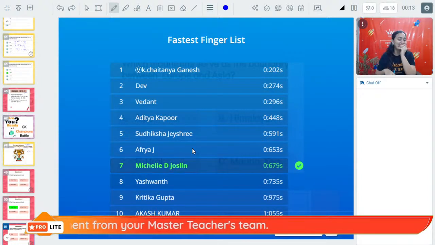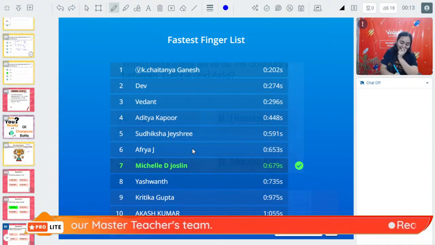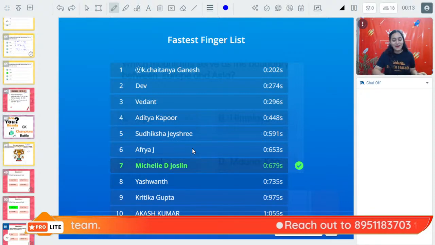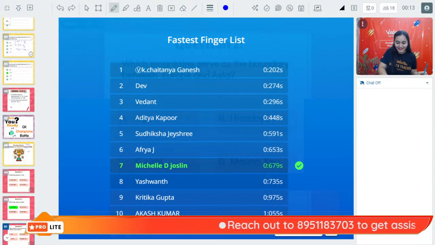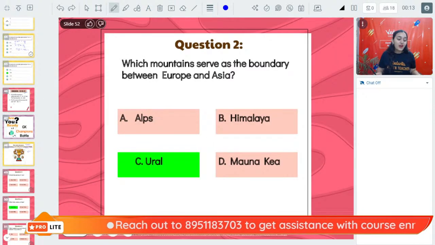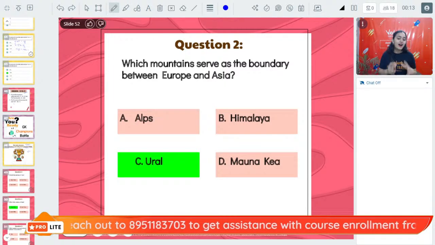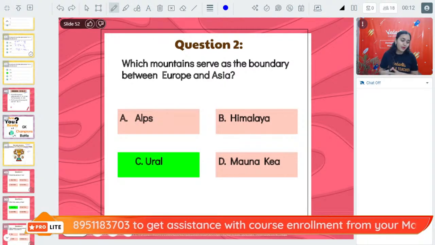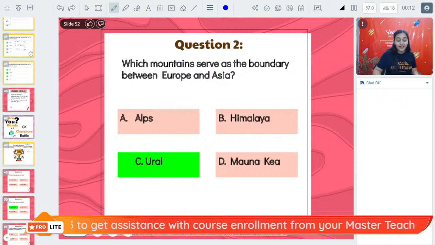Oh my god. Only Michelle has answered it correctly. Oh my god. And the right answer is Ural Mountains are the boundary between Europe and Asia. Option C is the right answer.